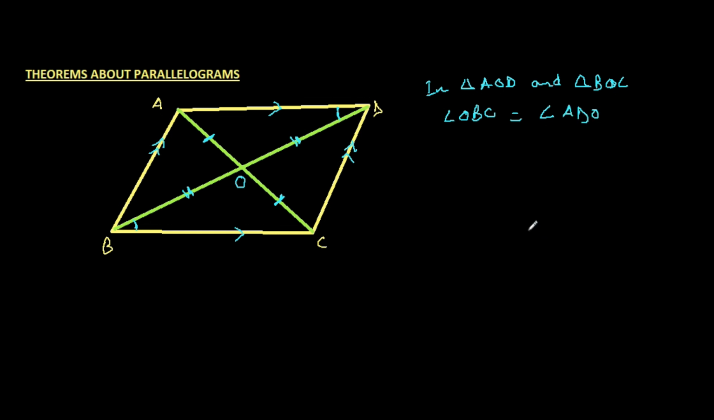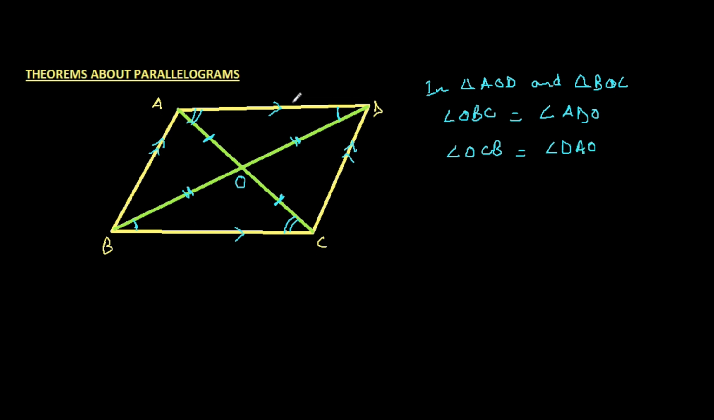So we again know that AD is parallel to BC and AC is also a transversal between them. So if AC is a transversal, then this angle here should be equal to this angle here. Again, let's write that relationship. So we can say that angle OCB is equal to angle BAO.